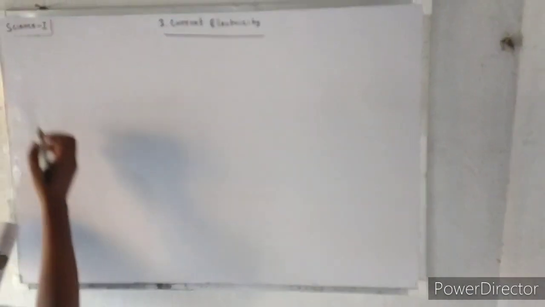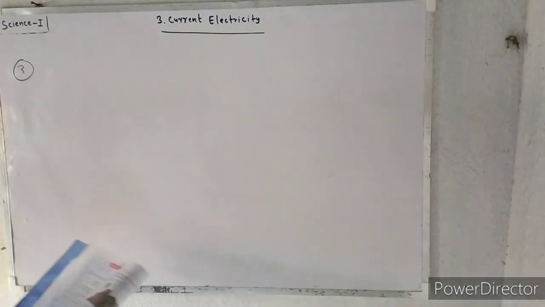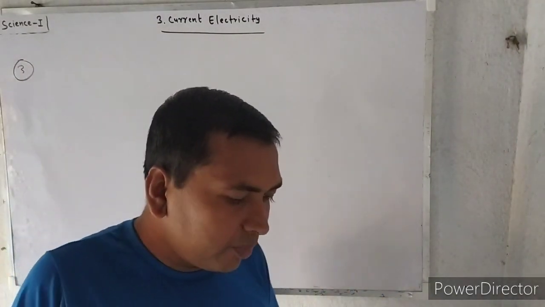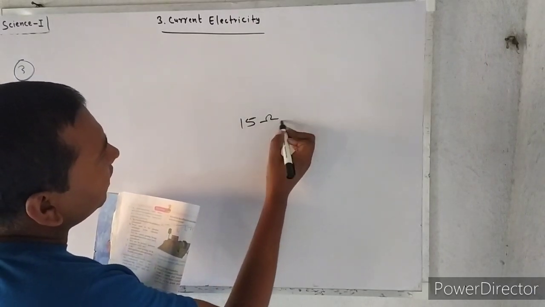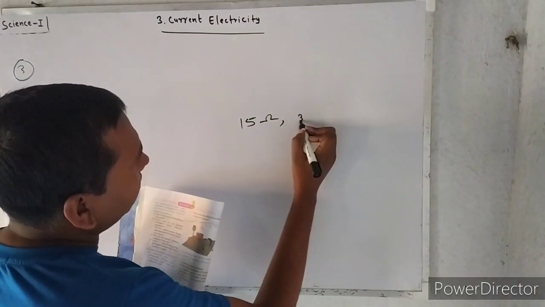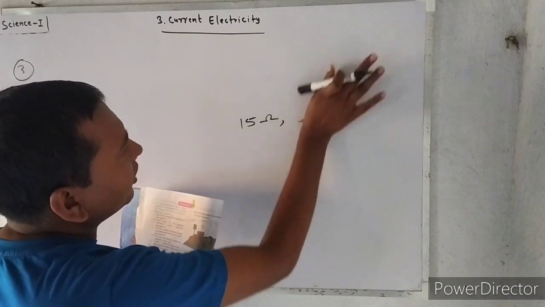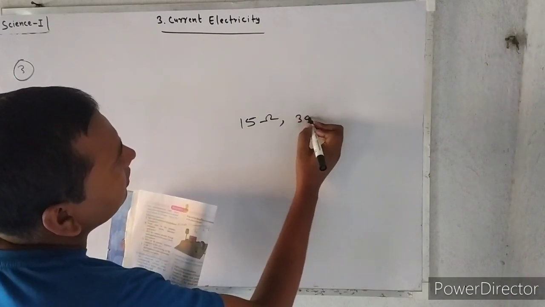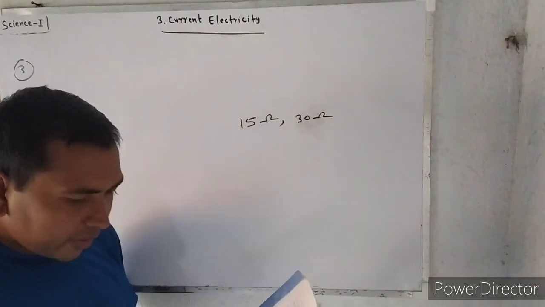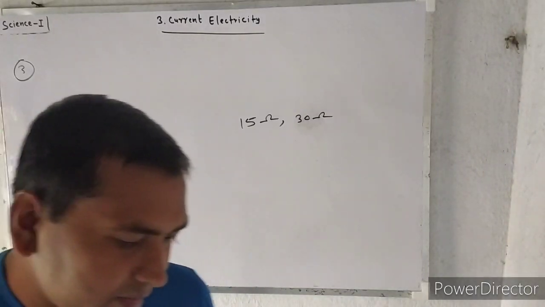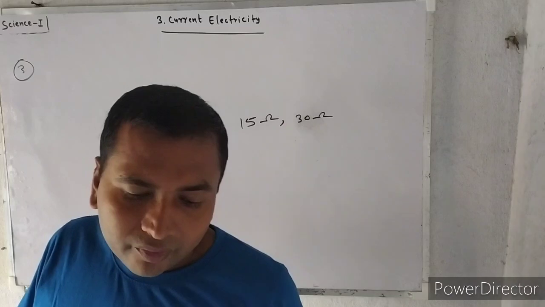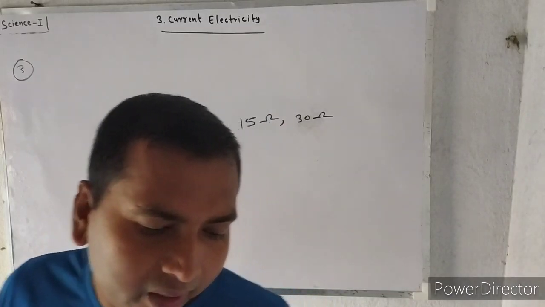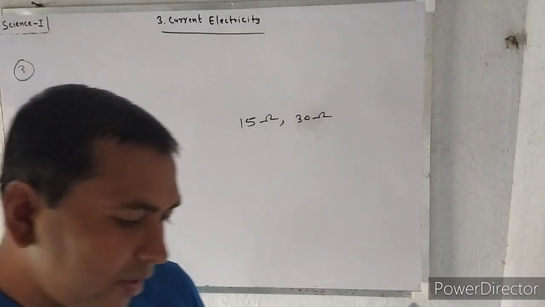So question number 3. Umesh has two bulbs having resistance 15 ohm and 30 ohm. He wants to connect them in a circuit, but if he connects them one at a time, the filament gets burned. Answer the following.